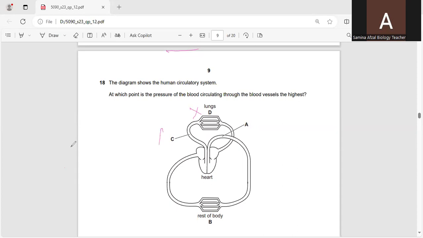C is also not the correct option. And B is the rest of the body. No, there is exchange of gases in the capillaries. The exchange of gases is taking place. Pressure is high, but not compared to option A. When the blood has to move to all parts of the body, the pressure is kept high over here. So A is the correct option in this case.